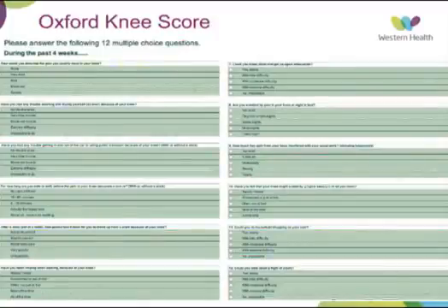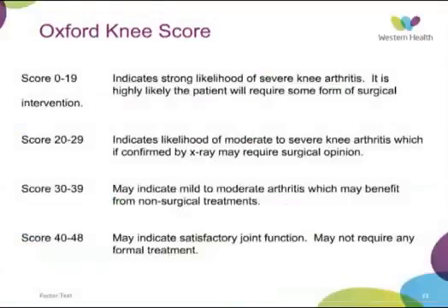Here's just an example of it, which basically goes over questions related to pain and function. In terms of the scoring system, the highest score you can get is 48, which is a perfectly functioning knee.